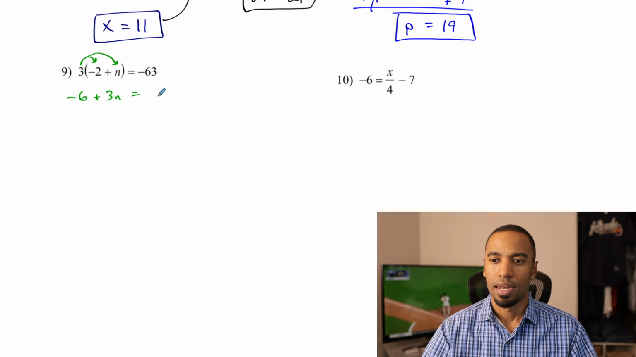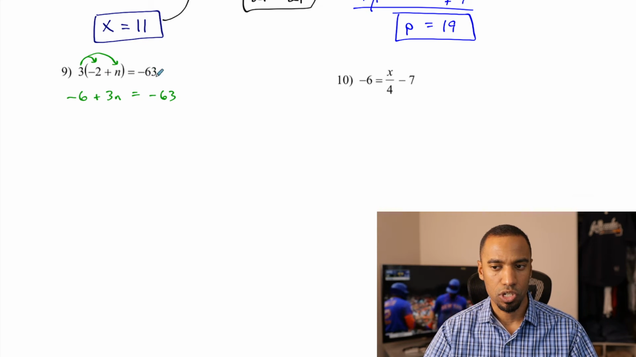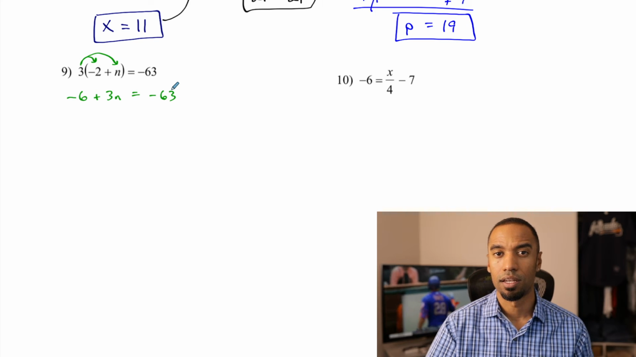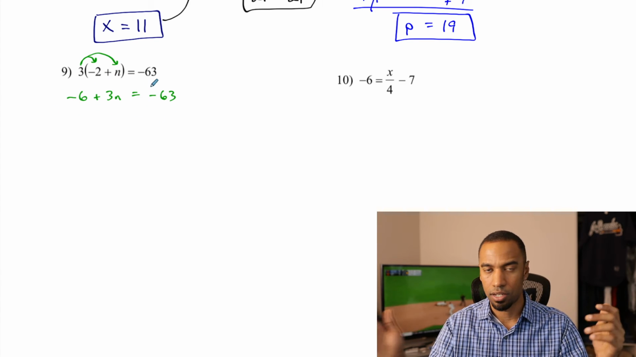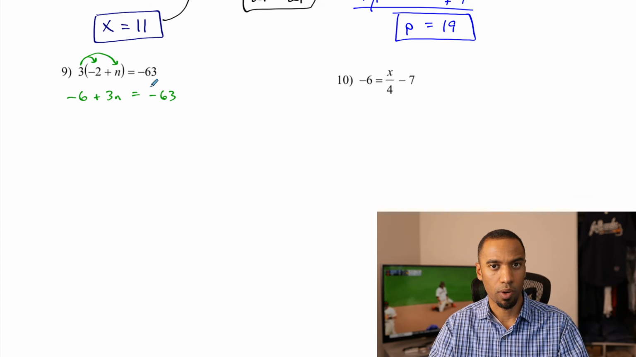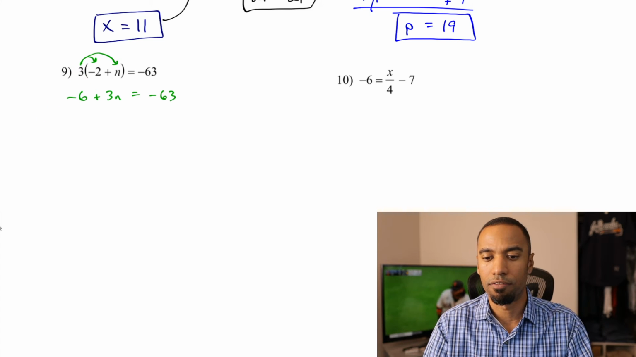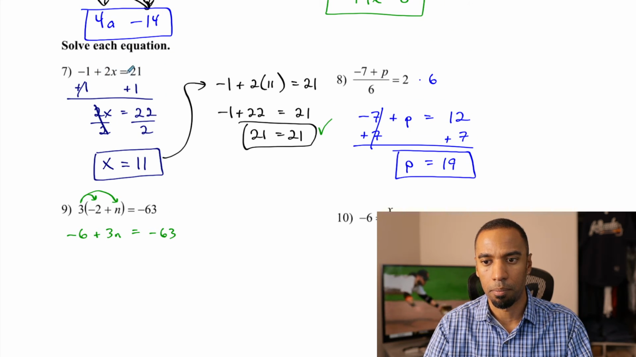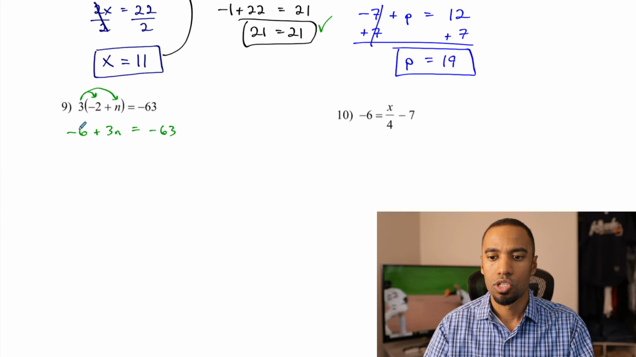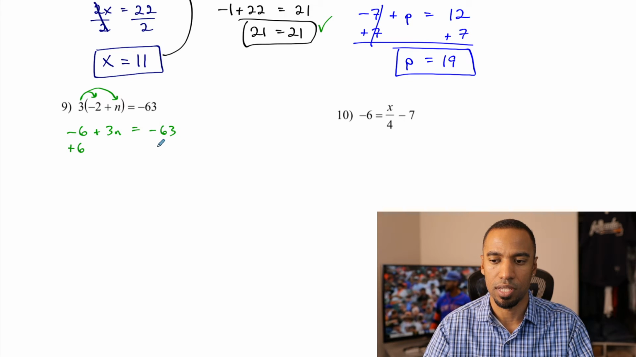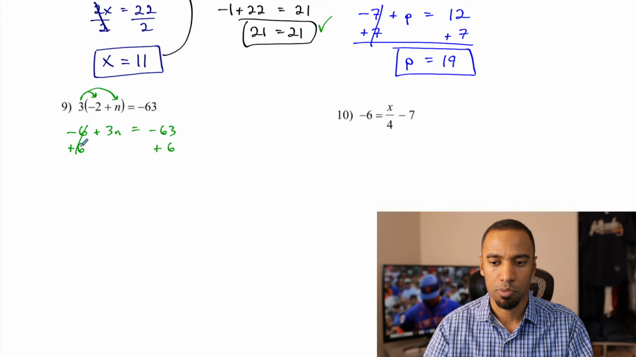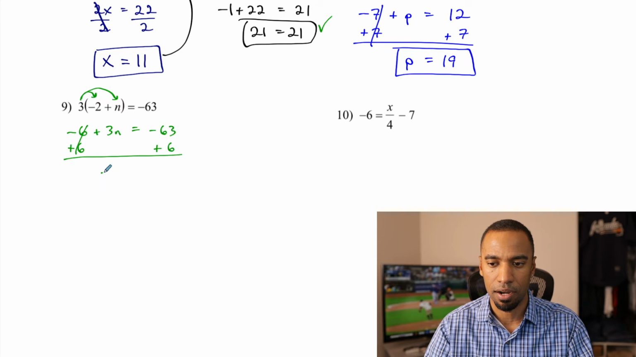Now that equals negative 63, as I haven't changed anything on this side. I just simplified the left side. Now I'm at basically a two-step equation here. I just did the distribution. Now I'm 2 steps away from solving. This is very much like what you're seeing on a problem like number 7. So to get the n term by itself, let's first add 6 to both sides. Negative 6 plus 6 is 0, and we're just left with 3n right here.